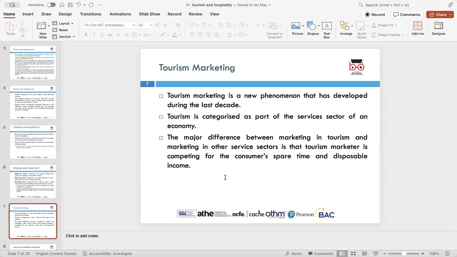Tourism marketing has emerged as a distinct field over the past decades, positioning tourism as part of the service sector within economies. Tourism markets face unique challenges compared to other service sectors, as they compete directly for consumers' time and discretionary spending. This unique position emphasizes the need for marketers to creatively attract potential tourists while differentiating their offering to secure a share of consumers' disposable income.